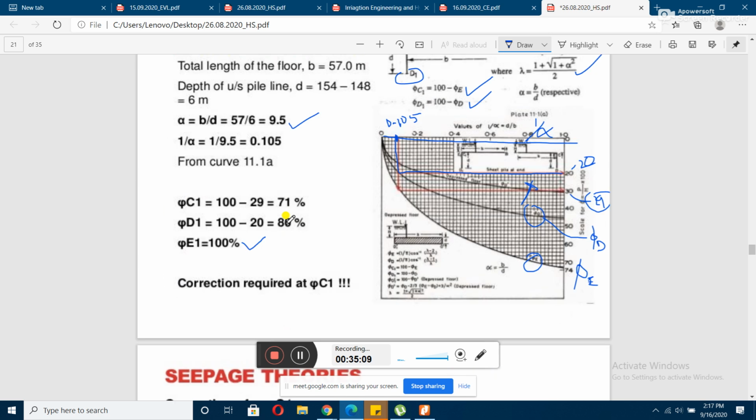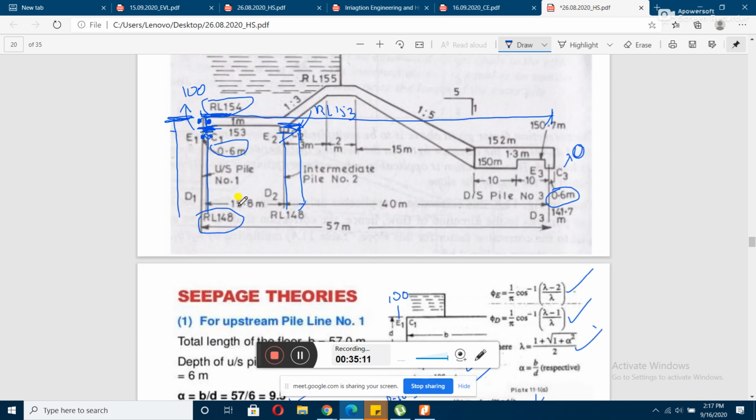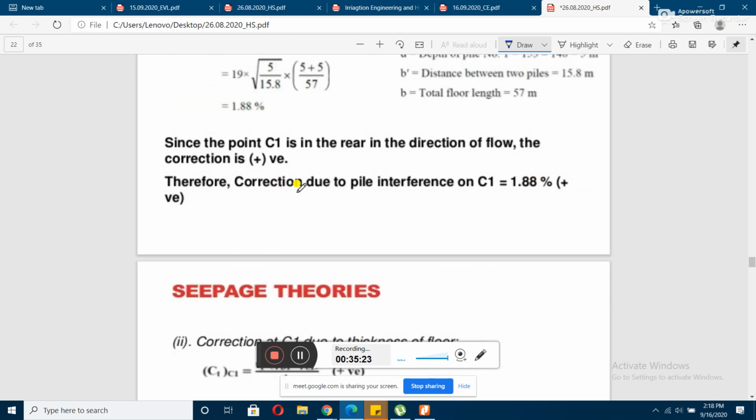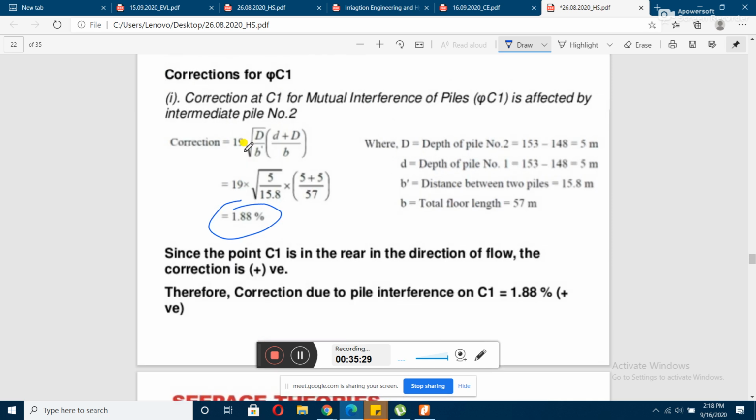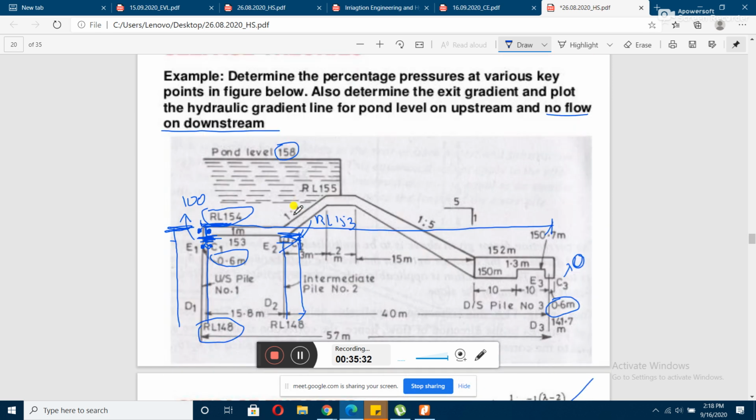Small b is the distance between the two piles. You can see that the distance between the two piles means the distance between the pile that is affected and the influential pile. So the distance here has been given by 15.8 meter. So when you substitute these values, we will be getting this particular value of correction. So what we need to do, the influential pile is located on the downstream side. So here we need to add it up. So the pressure developed due to this influential pile is more. So here the value that has been calculated will be added. So the correction is an additive one.